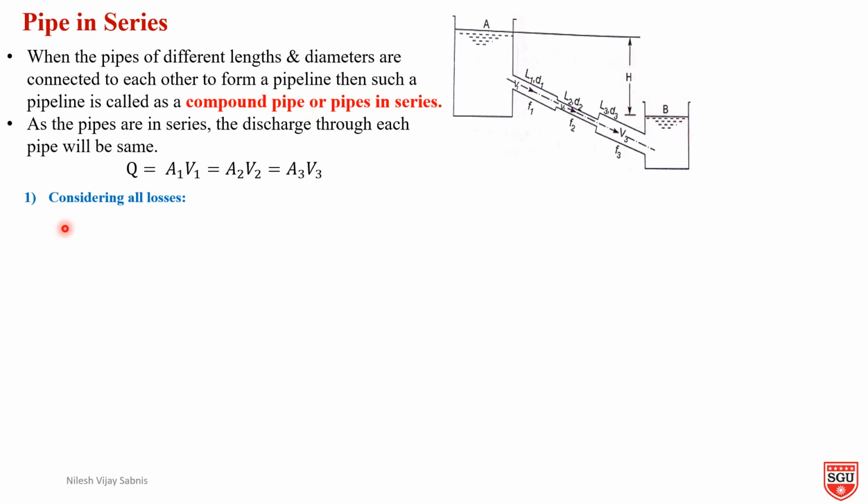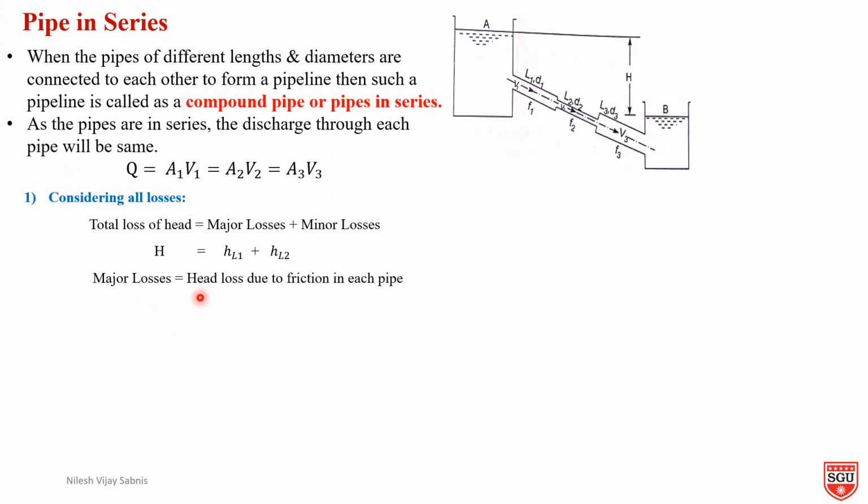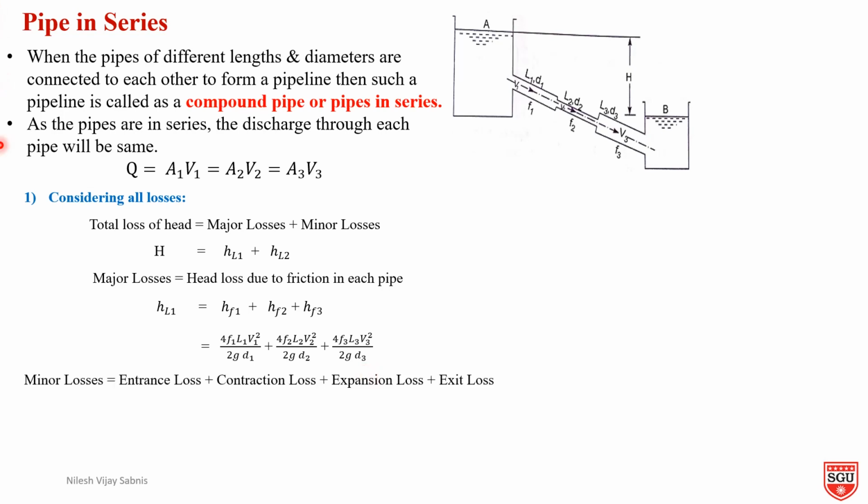Now considering all the losses, total loss of head is equal to major losses plus minor losses. So H is equal to HL1 plus HL2. Major losses are nothing but head loss due to friction in each pipe. HL1 is equal to HF1 plus HF2 plus HF3, which is equal to 4F1L1V1 square upon 2gD1. Similarly for the other two pipes. Minor losses are equal to entrance loss, contraction loss, expansion loss and exit loss.